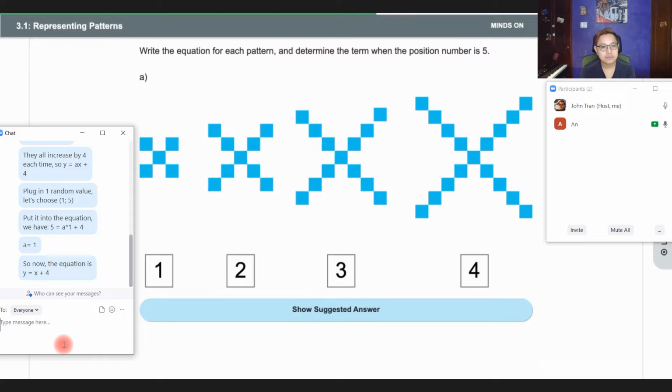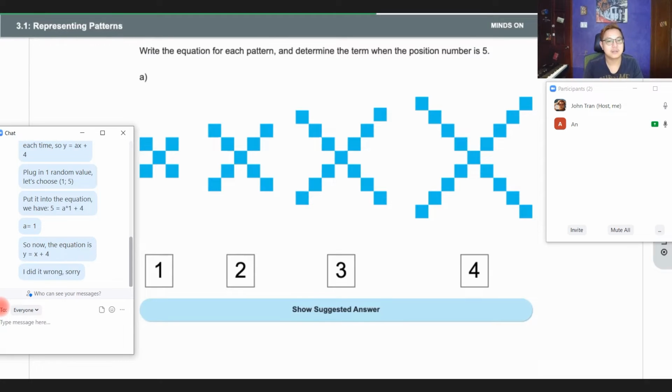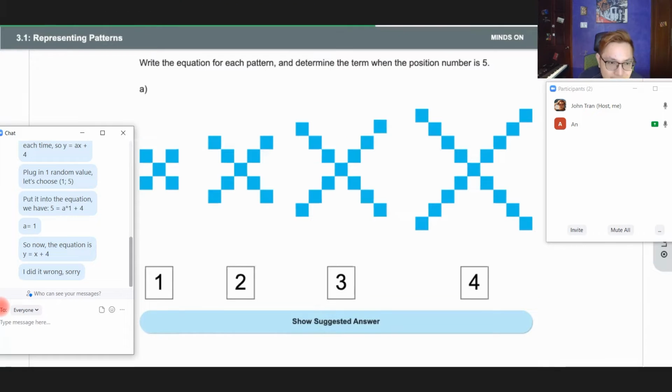So the equation is... but it doesn't sound correct. I don't know why this doesn't seem correct. I think something is wrong. I think how you do it is the position number, and then... I think I did it wrong. Sorry. Yeah, I think it's 4x plus something. Maybe it's just y equal to 4x plus something.